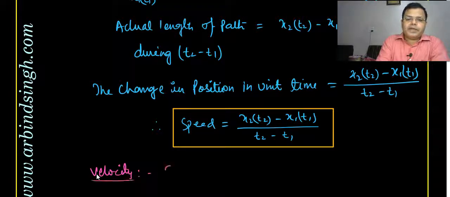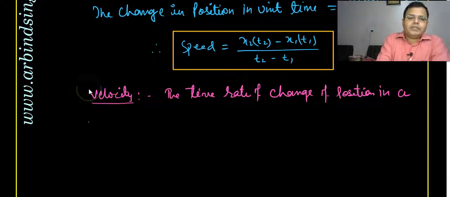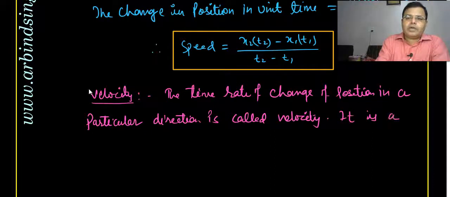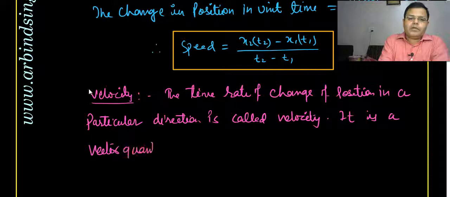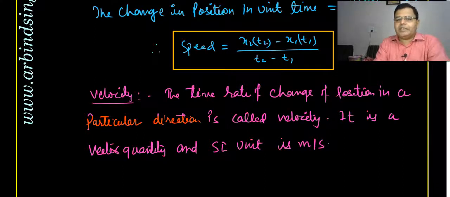Now, what about velocity? The definition says the time rate of change of position in a particular direction is called velocity. It is a vector quantity, and the SI unit is also meter per second, the same as speed. But the difference between these two is in a particular direction. This is the important thing: not only magnitude, but direction is also given.